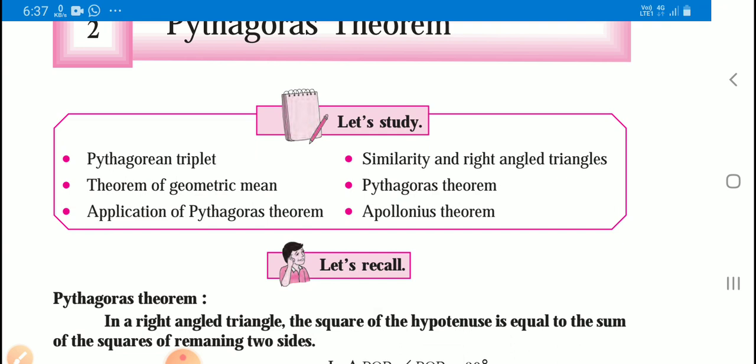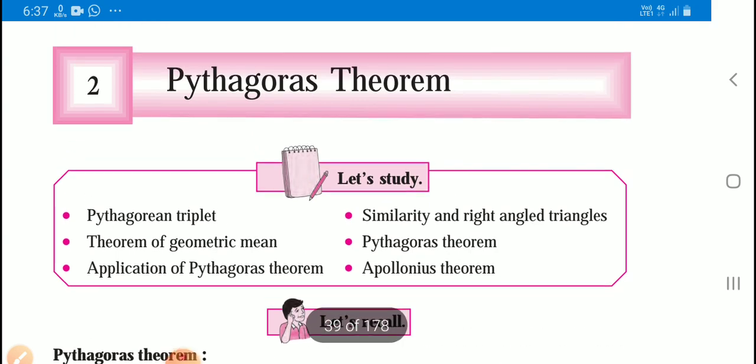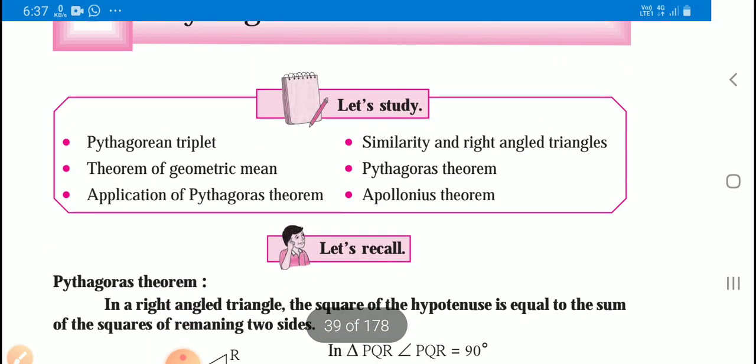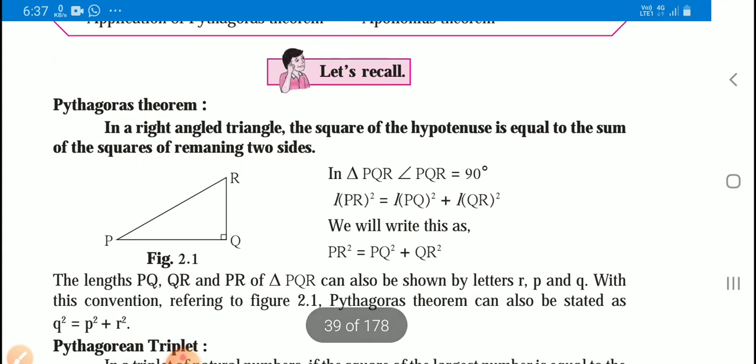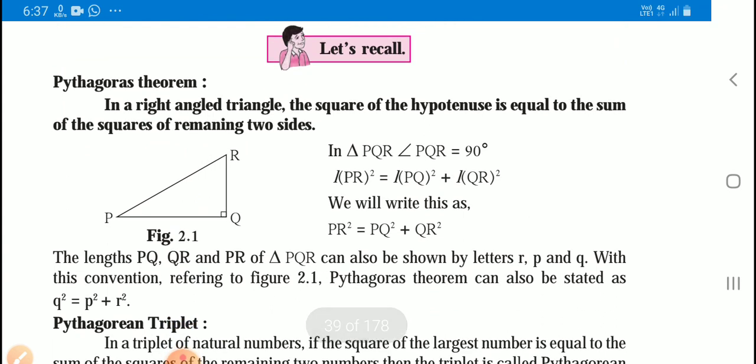But keep in mind, they have reduced your syllabus: the application of Pythagoras theorem and Apollonius theorem have been removed. So we will see the Pythagorean triplets, similarity and right angle triangles, theorem of geometric mean, and Pythagoras theorem. So let us study Pythagoras theorem. Already you have studied this theorem in previous years, but again this year we will prove it.